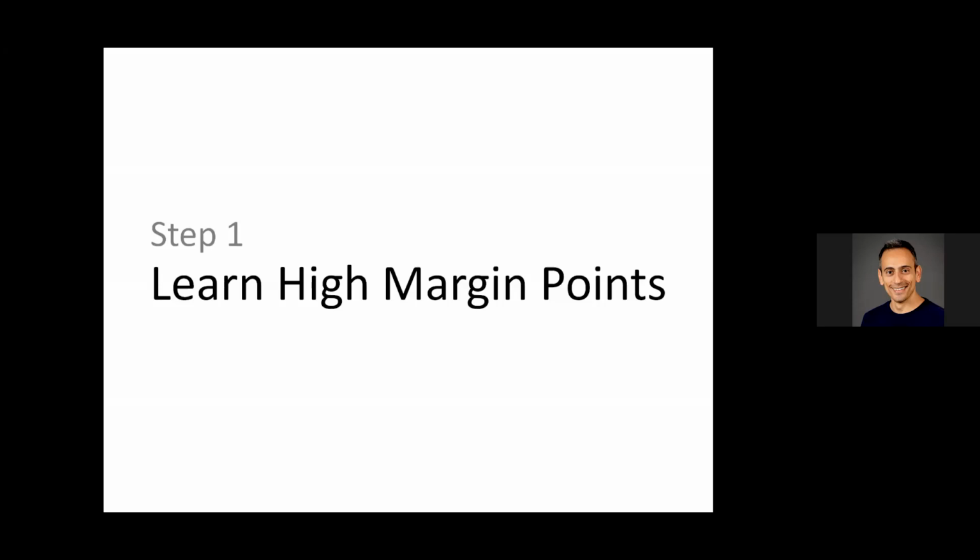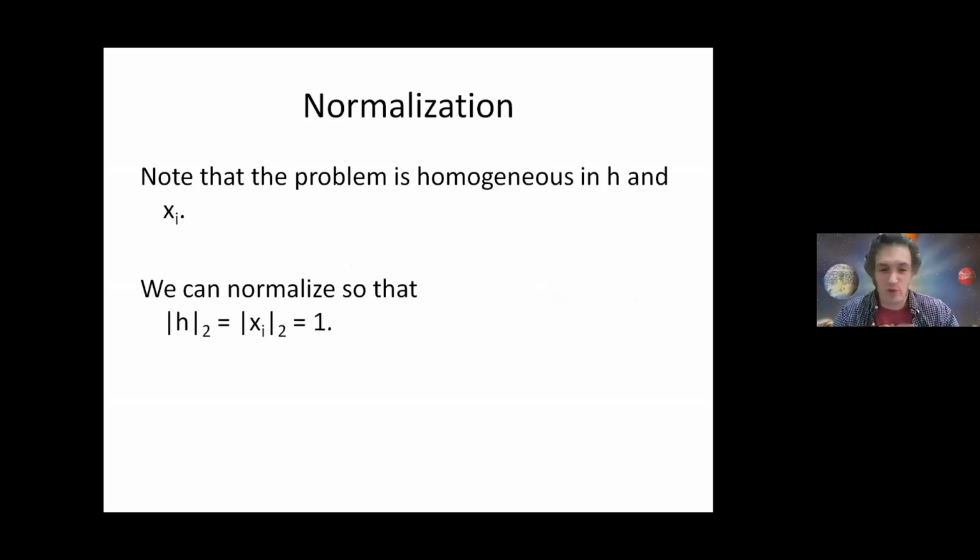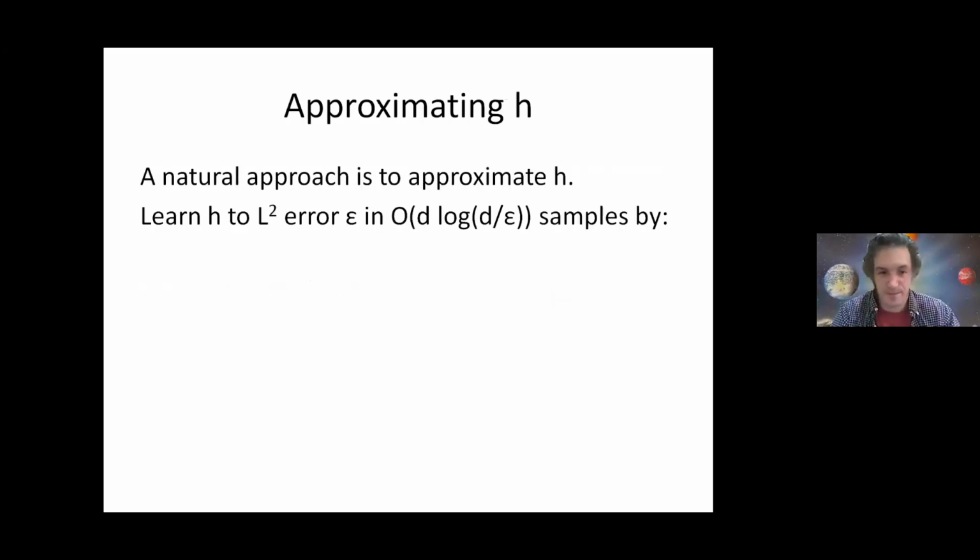Okay, sure. So let's get into how this algorithm works. The first thing that we're going to want to do is show how to learn high margin points. And this is actually a very natural way to approach this problem. The thing to note is that this problem is homogeneous in H and the xi's. All we care about is the sign of dot products of these things, and therefore we can renormalize everything. We can normalize them so that H and xi all have L2 norm 1. They're all unit vectors.